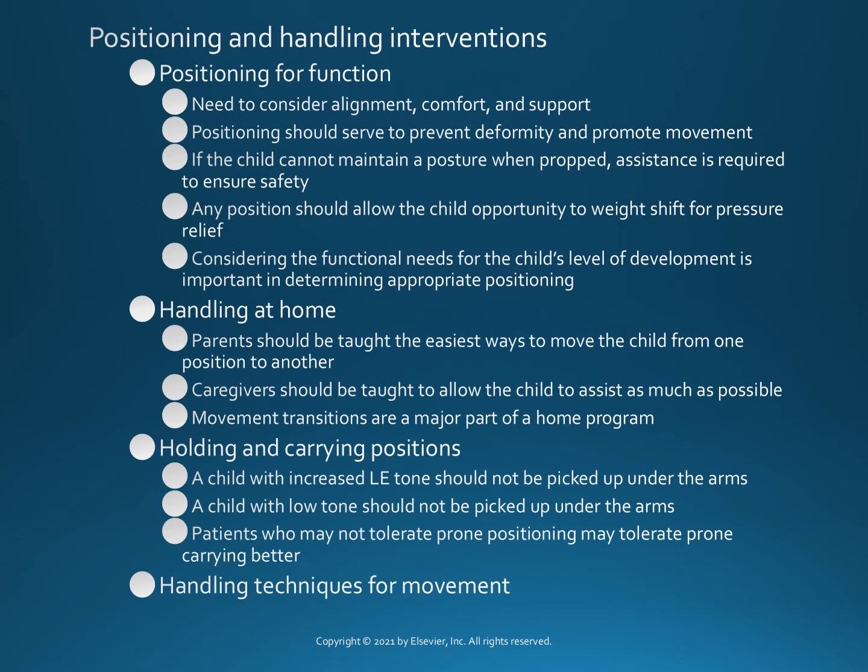A child with low tone should also not be picked up under the arms. And so again, that tone not having the stability at the shoulder girdle needed when somebody lifts them up under the arms could force their arms into a fully flexed or abducted position, and then the child slips from the caregiver's hands. And so we want to pay attention to how tone affects the ability to carry a child. Patients who may not tolerate prone positioning may tolerate prone carrying better, and so we can teach carrying positions as well.